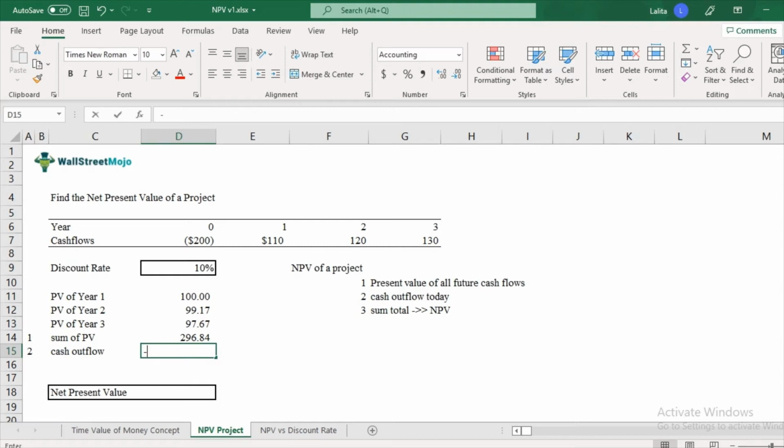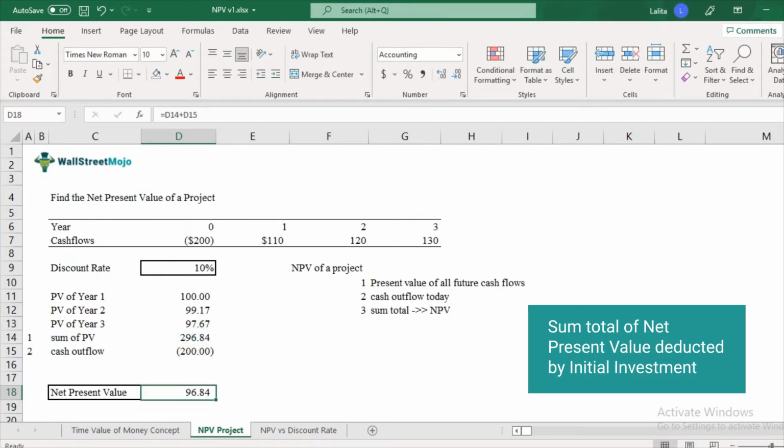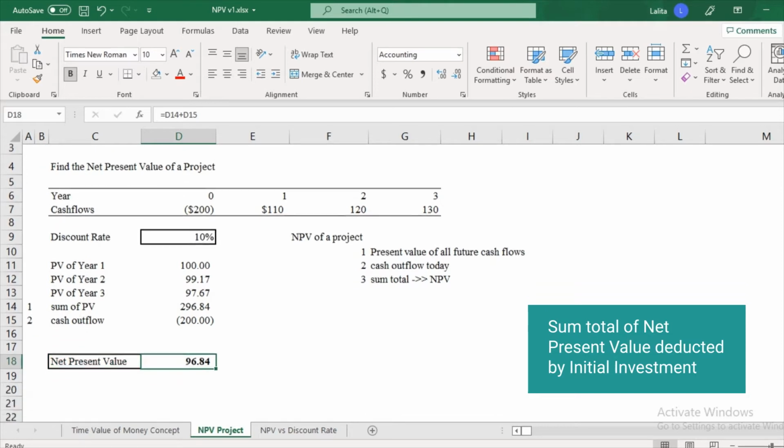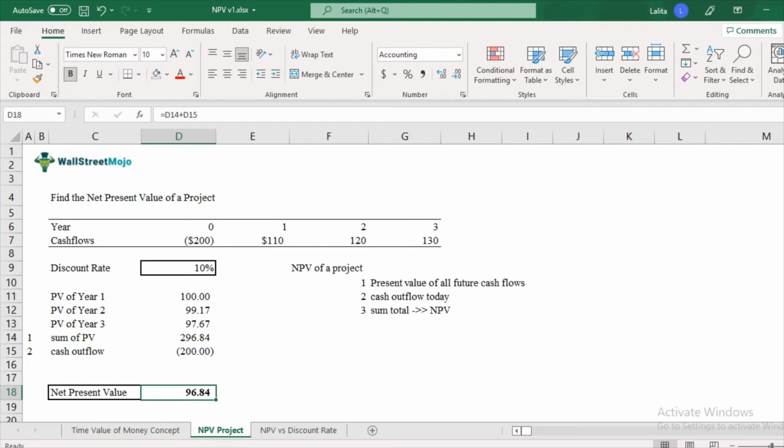Cash outflow is how much? Minus $200, right? This is our cash outflow. So what will be our net present value? You basically do the sum total of these two. It's as simple as this. So the net present value will be the net amount of the present value. So what's your initial investment and what is the sum total of your present value which you are expecting? So net of that is nothing but the net present value, and here it is 96.84 in our case. Okay, so this is how you basically find the net present value.